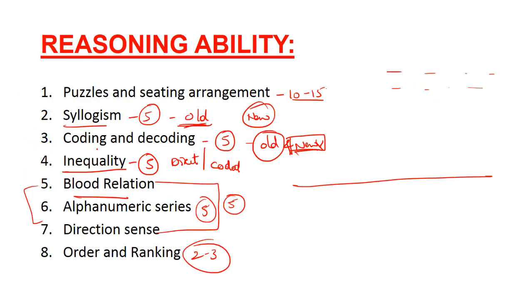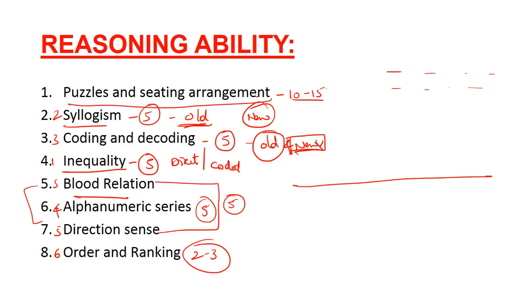Okay. And when it comes to reasoning ability, firstly solve inequalities. Then after that syllogism. Then coding and decoding. If alphanumeric series is asked, you just try it out. Then blood relations and direction sense. Then order and ranking.